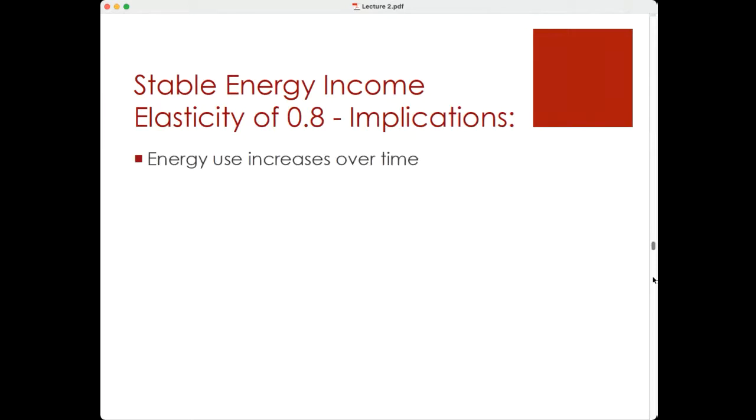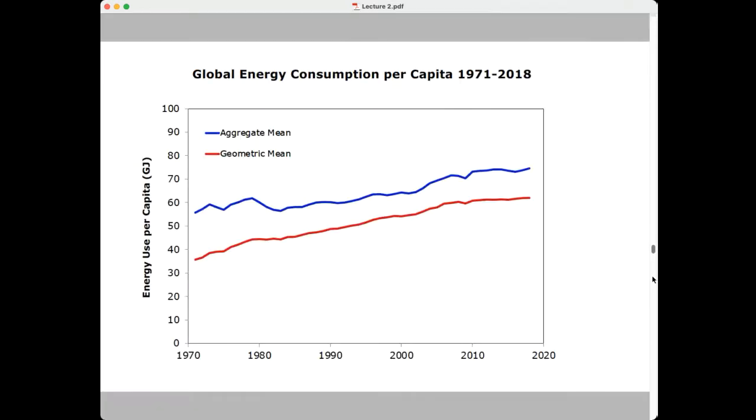So there's a constant elasticity of about 0.8. This implies that when GDP increases by 1%, on average, energy increases by 0.8%. So globally, we're looking here, the aggregate mean just means world energy use per person. So that's increased over time. And then the geometric one tries to look more at what happens in a typical country. The global is higher because there are a few big countries like the United States and China that are quite energy intensive, so it's higher than what's happening in the typical country. But both of those do go up over time.